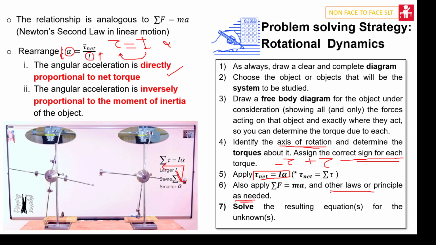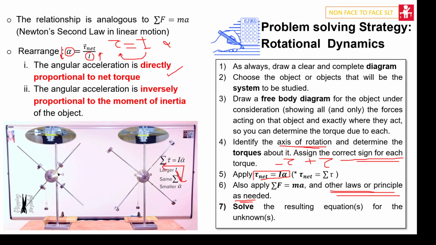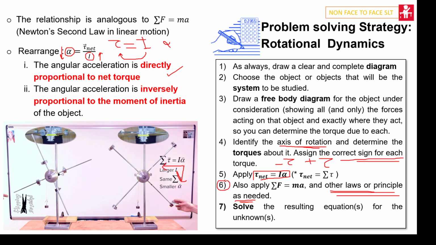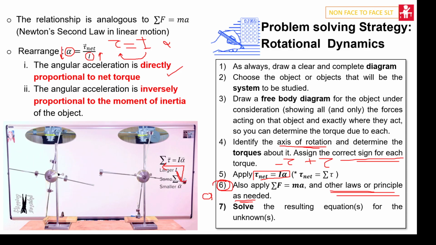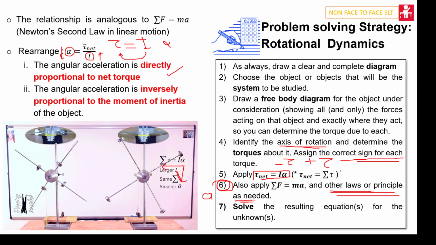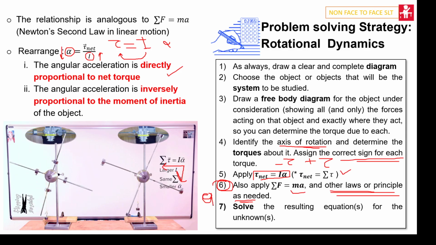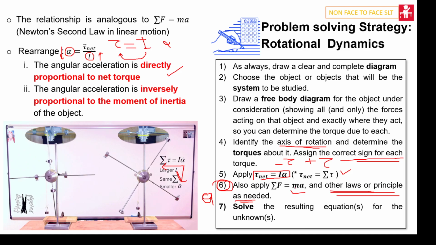You need to focus here on "as needed". What it means is sometimes the question is really simple: find the moment of inertia, find the mass, or find the angular acceleration. So you don't need to apply number 6. But if the question states find the acceleration a, then you need to combine the rotational kinematics and the linear kinematics together to find the acceleration value, or find the tension, or find the external forces, for example. And again, number 7, solve the resulting equation.